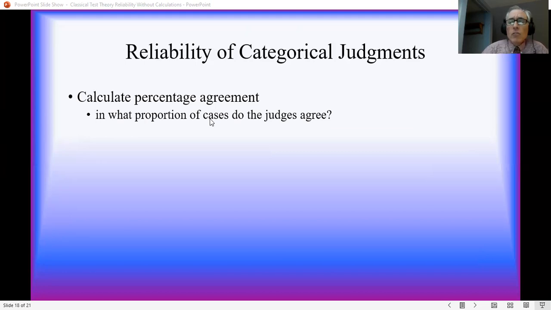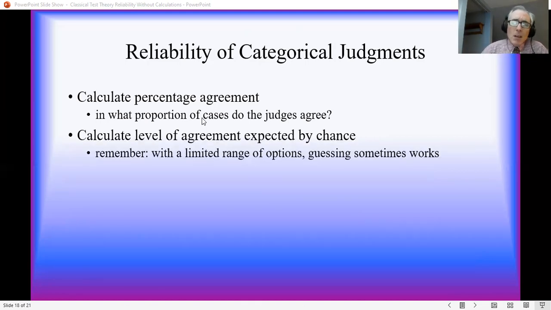When it's a categorical judgment we're making, is it schizophrenia? We start by calculating percentage of agreement. How much of the time do the judges agree? Let's just keep it to 2 judges, just to keep life simple. So how much of the time are they agreeing? And then you have to make an adjustment, because you have to calculate how much they would be expected to agree if they were just guessing. If they really had no basis for making judgments, but they were essentially just tossing coins or throwing dice, how much of the time would they get the same result?